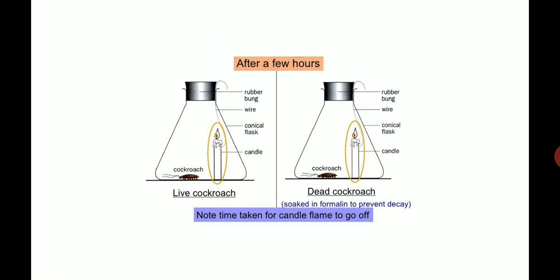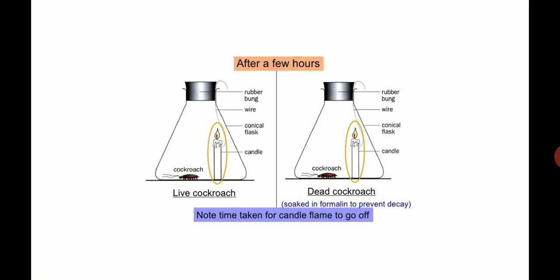Finally, an experiment to show that oxygen is taken in by animals during respiration. Here we use a small animal such as a cockroach or snail in the experiment. We take two conical flasks A and B. We place a live cockroach in one flask, that is A, and a dead cockroach that has been soaked in formalin to prevent decay in the other flask, B. This flask with the dead cockroach acts as a control.